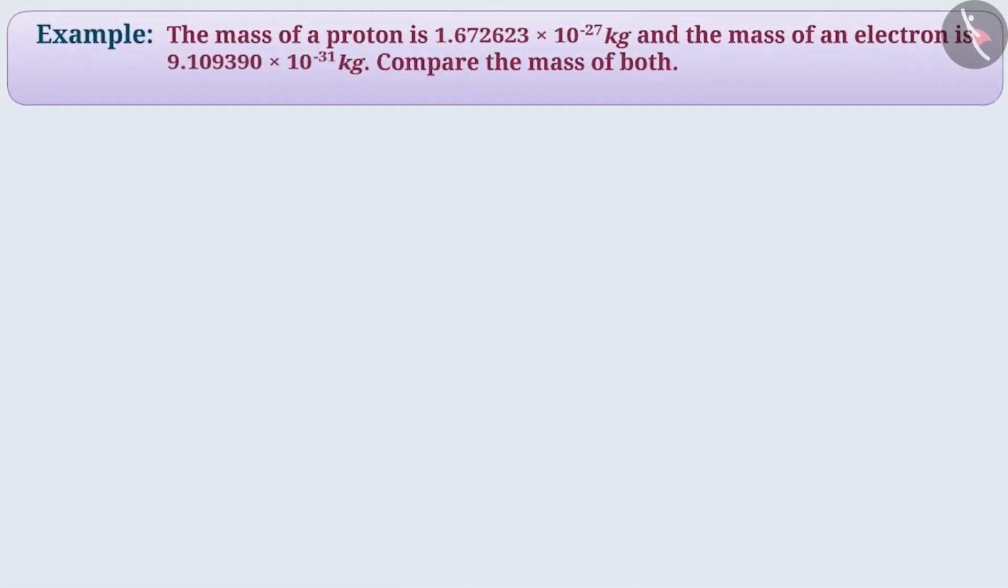Next example. The mass of a proton is 1.672623 into 10 to the power of minus 27 kg. And the mass of an electron is 9.109390 into 10 to the power of minus 31 kg. Compare the mass of both.